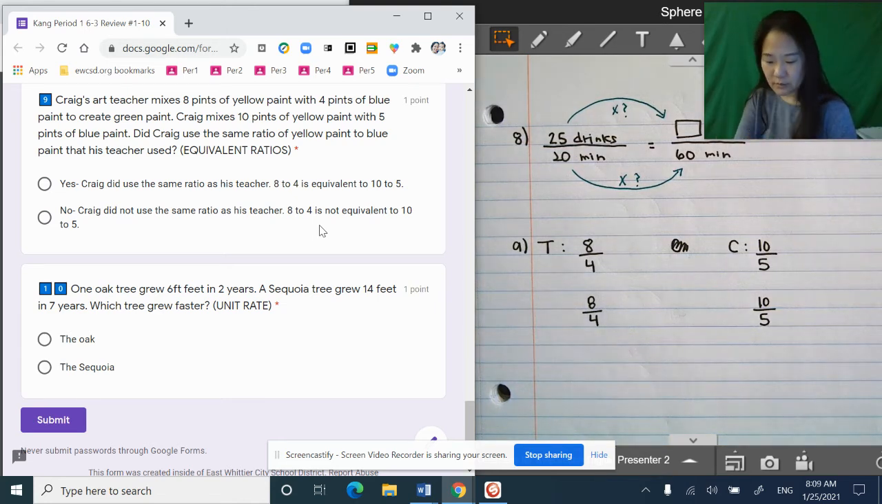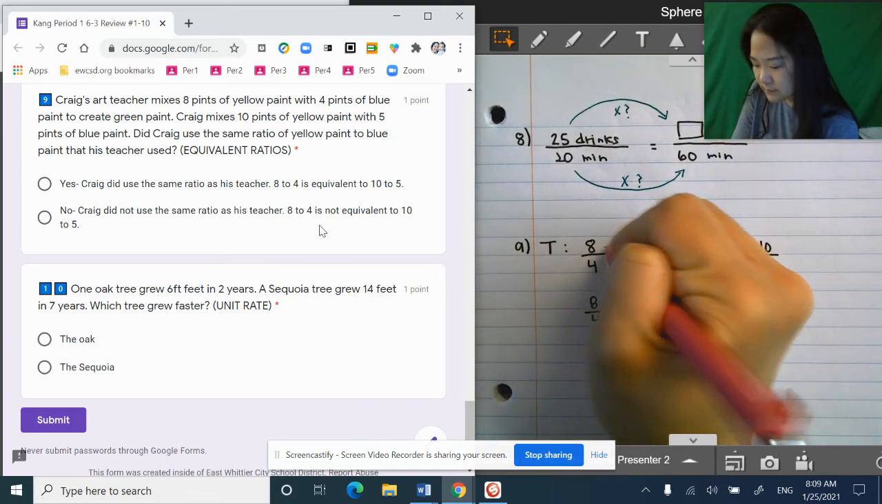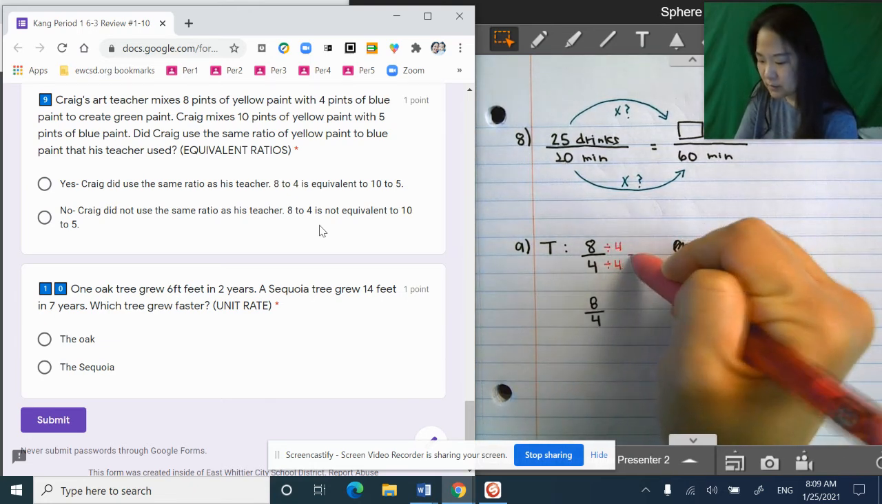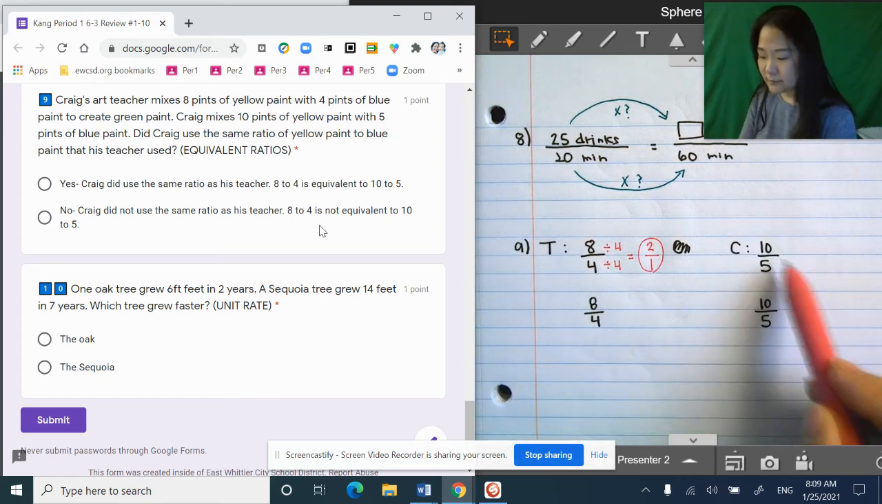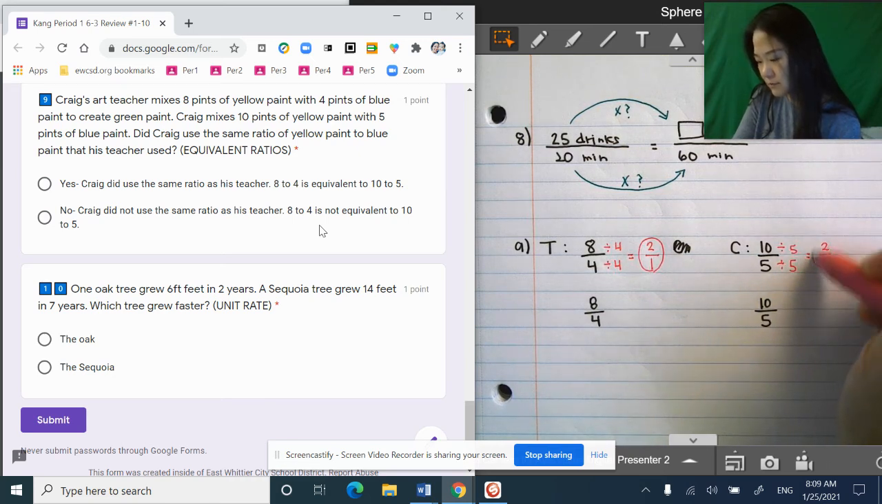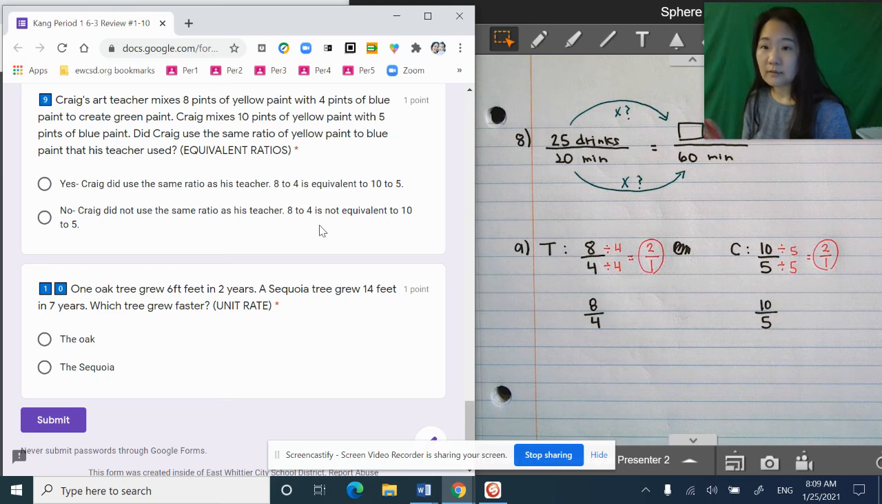If you were to simplify, all you need to do is simplify to the lowest term. I can divide this by 4, which would give me a 2:1 ratio. For this ratio, I can divide by 5, and that would also give me a 2:1 ratio. Since 2:1 is equivalent to 2:1, I know that they are equivalent. So the answer is there, but keep watching.